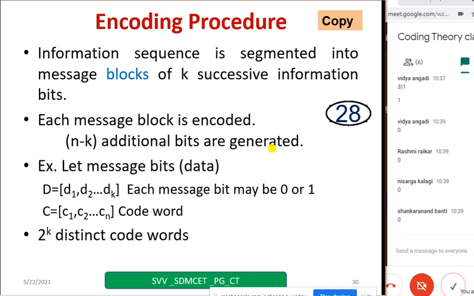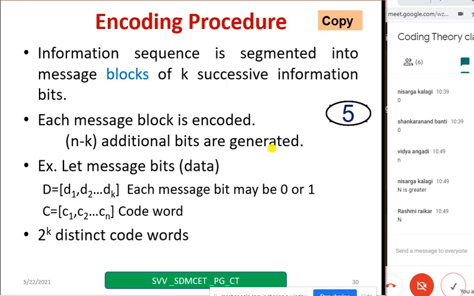You can type in the chat box. N greater than K or K greater than N? Anyone, N is greater. Very good. I think all are active in the class. Why N is greater? Common sense. K bits plus parity bits becomes N bits, so automatically N will be greater. Okay, thank you for your answers.